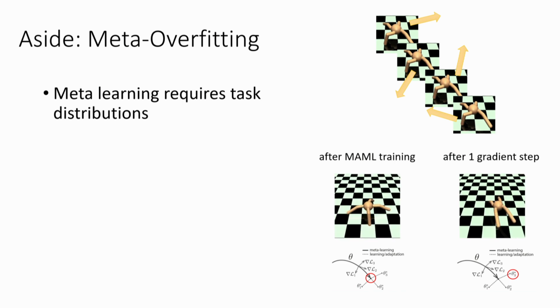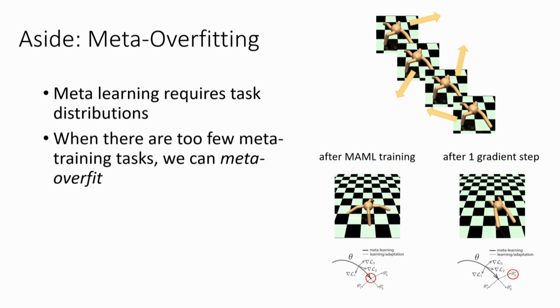But you have to design these tasks in order to get this to happen. And if you design those tasks poorly, maybe you have too few tasks, then you're not going to get this behavior. Instead, you're going to get your meta-learning algorithm to just memorize the training tasks and only be able to regurgitate those things that it was actually meta-trained on and not generalize to new tasks. So when there are too few meta-training tasks, you can meta-overfit.